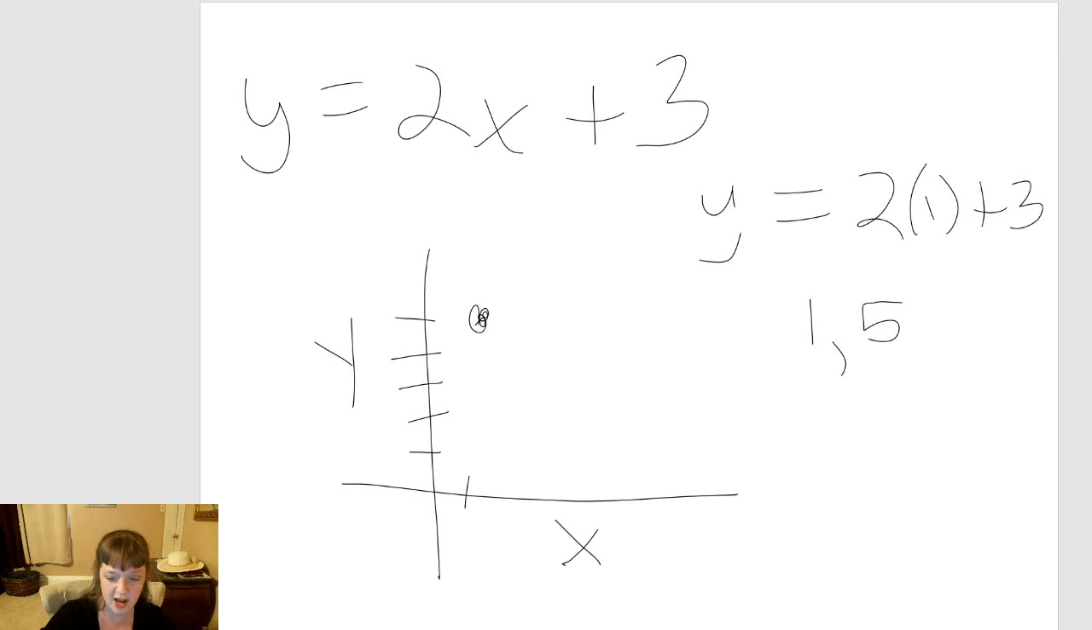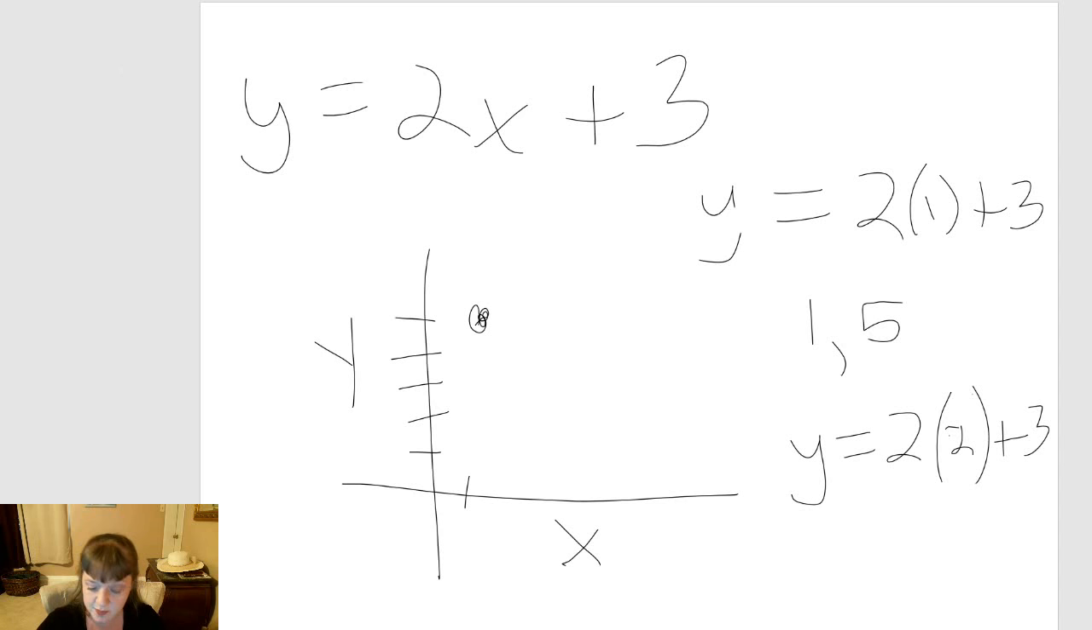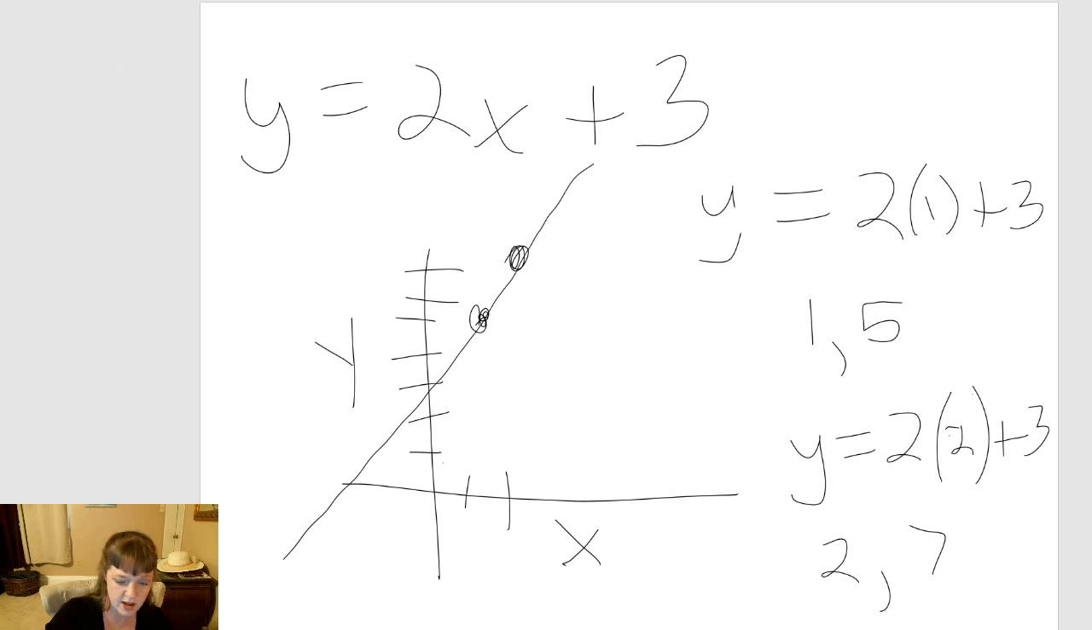Well, let's put in 2 for x. Y equals x times 2 plus 3. And now I end up with 2 times 2 is 4, plus 3 is 7. So I end up with 2 and 7. So I find 2 on here, and then I go 1, 2, 3, 4, 5, 6, 7, and this point is here. And there's my straight line. And no matter what number I put in for x, I will always find a point on this straight line.